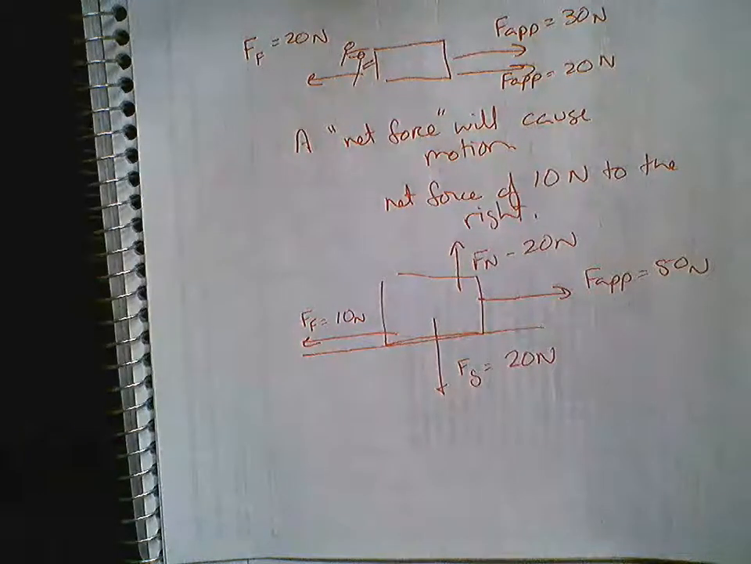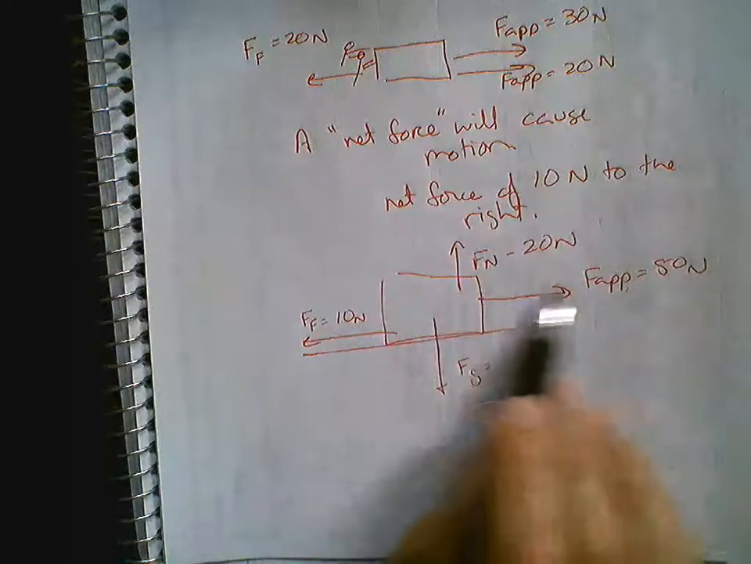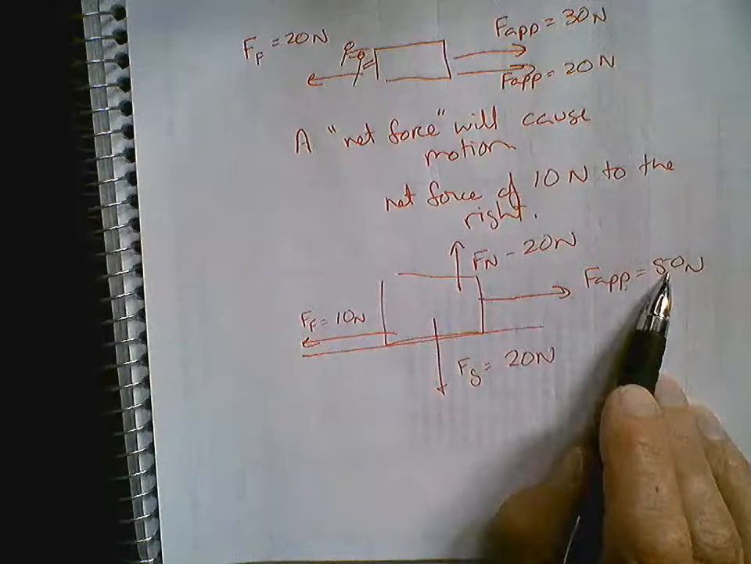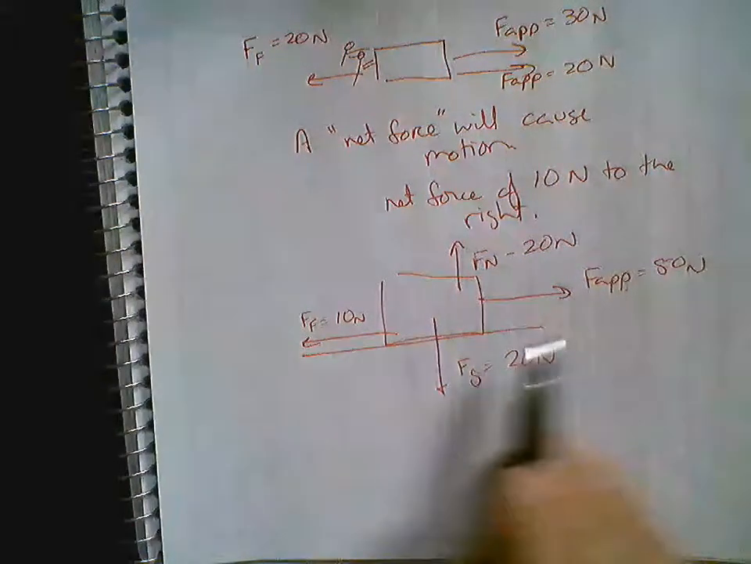The only other thing I can think of that's important is an applied force is only there when the force is being applied. So in other words, as long as a person keeps pushing this box, that person will have an applied force of 50 newtons.